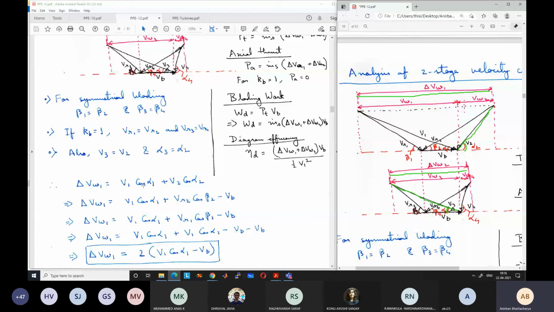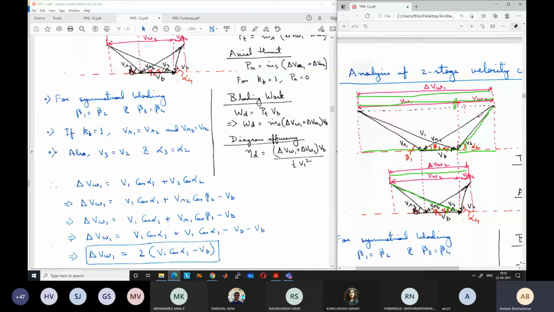So V1 cos alpha 1 plus V2 cos alpha 2. Now V2 cos alpha 2 can be written as VR2 cos beta 2, which is this entire length, minus VB. So we can write V2 cos alpha 2 as VR2 cos beta 2 minus VB. So delta VW1 is V1 cos alpha 1 plus VR2 cos beta 2 minus VB.